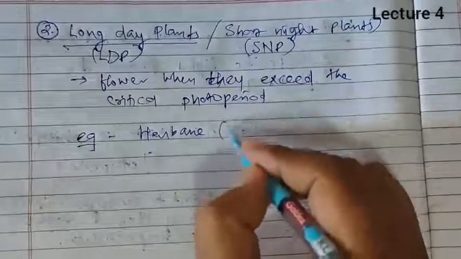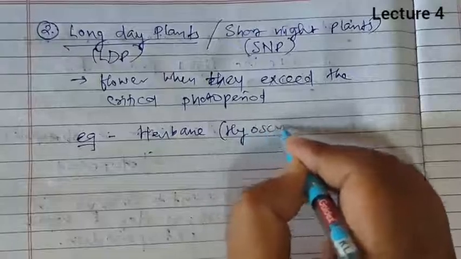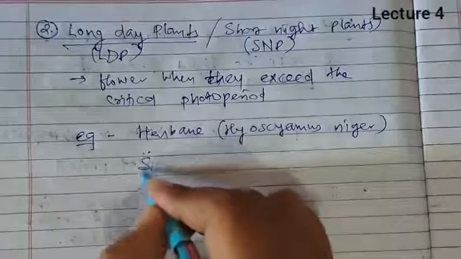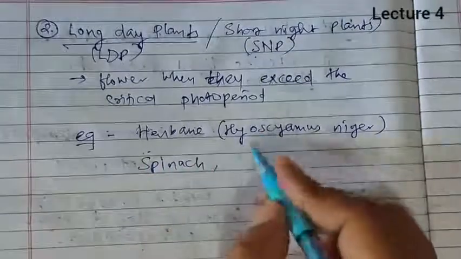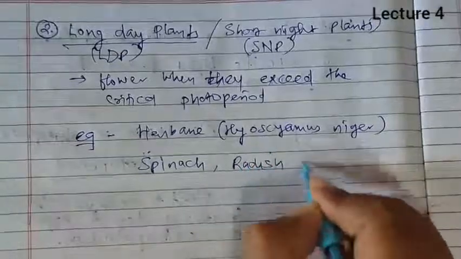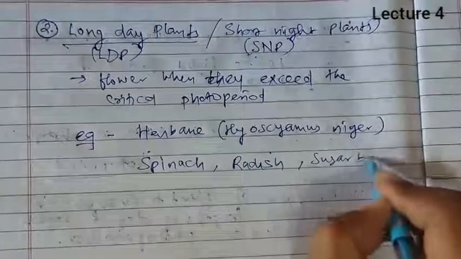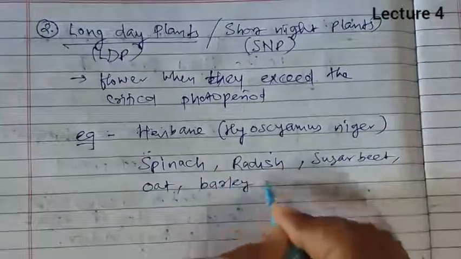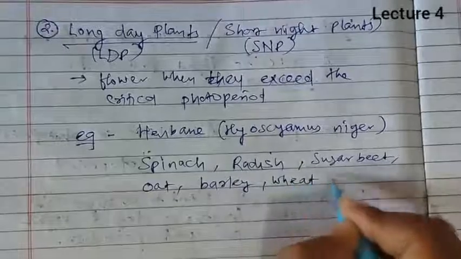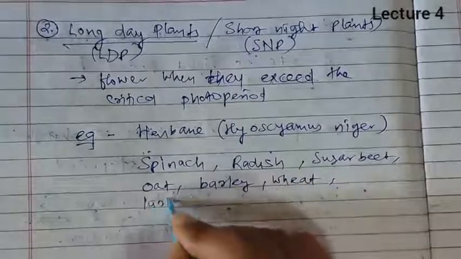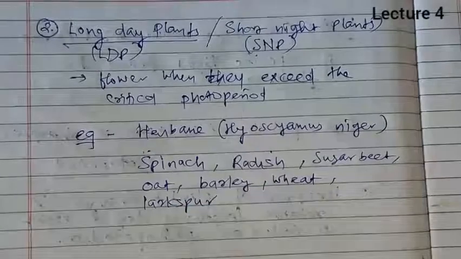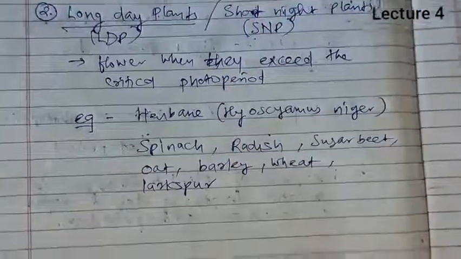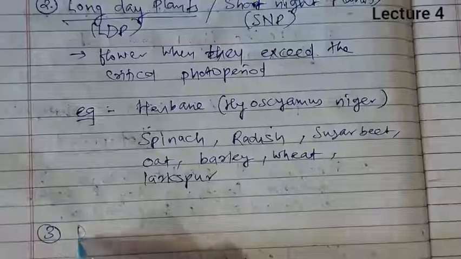henbane, that is Hyoscyamus niger, spinach, radish, sugar beet, oat, barley, wheat, and larkspur. These all are the long day plant or short night plant. Okay. Third is day neutral plant.